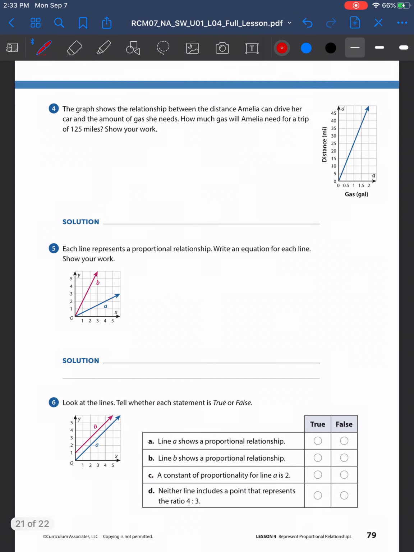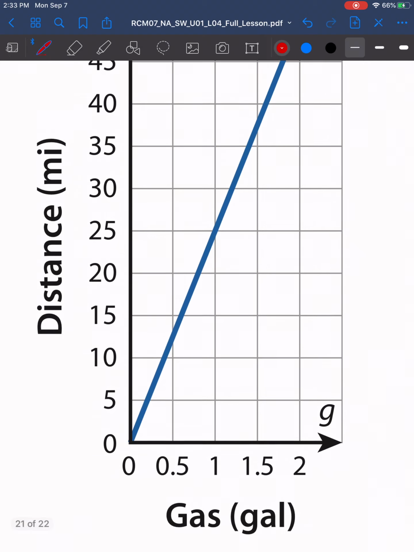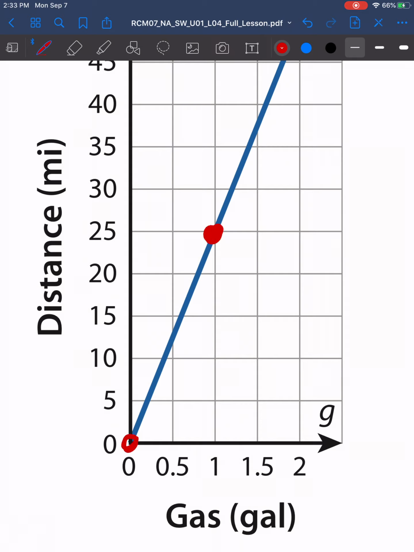Okay, number 4. The graph shows the relationship between distance Amelia can drive her car and the amount of gas she needs. How much gas will Amelia need for a trip of 125 miles? Show your work. Okay, let's go find the slope. Go find me some crosshairs. Ooh, I found a crosshair. And we can always say (0, 0) is a crosshair. So it looks like we're going to be going up.